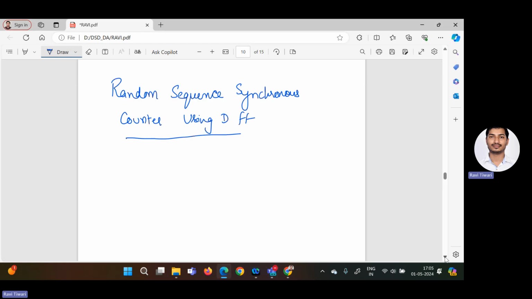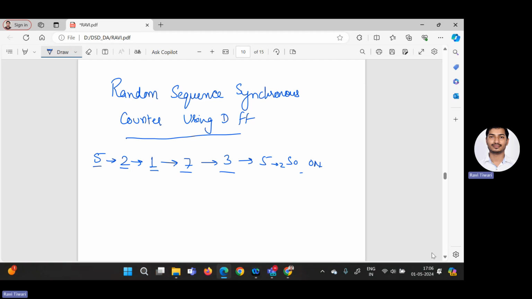For example, we will design a circuit which will count 5, then 2, then 1, then 7, then 3, then 5 again, and so on. What does it mean? The first number is 5, the next number will be 2, the next 1, then 7, then 3, and again 5. After 5 again 2, and so on: 5, 2, 1, 7, 3, 5, 2, 1, 7, 3. Understand? So we will design a circuit which can count like this.